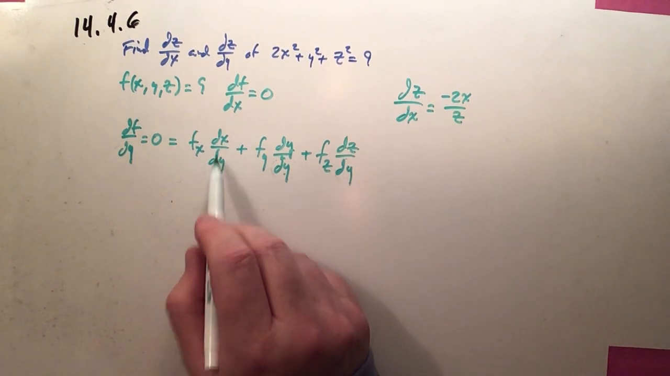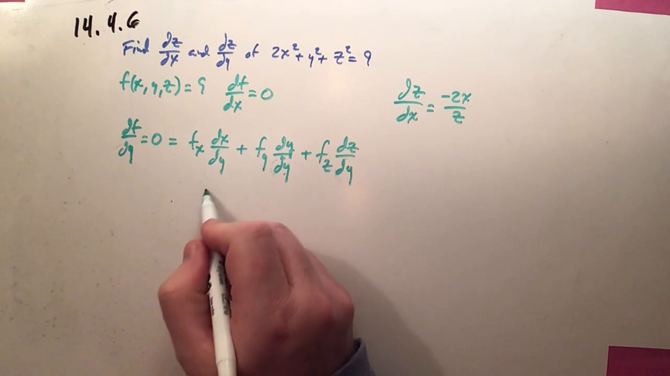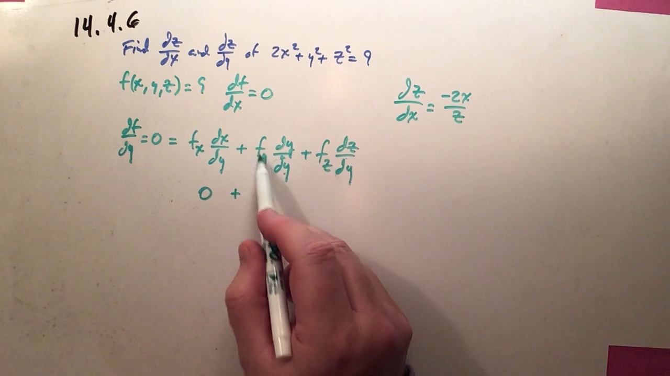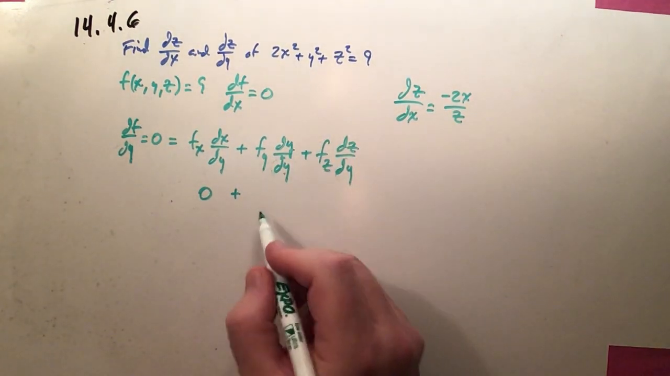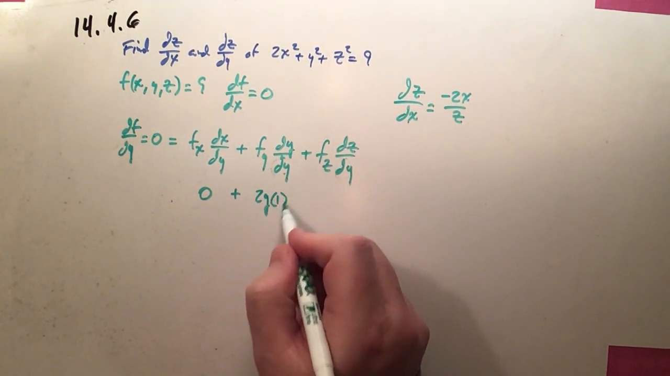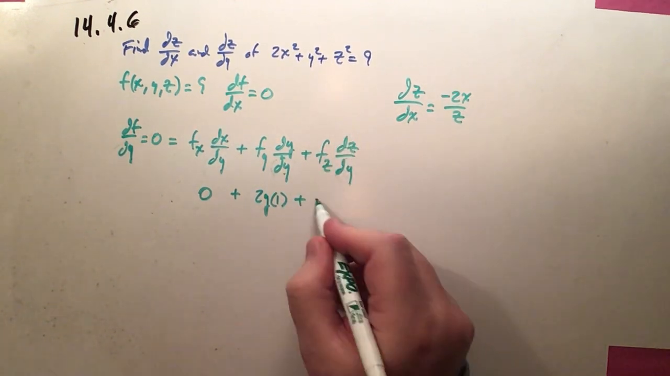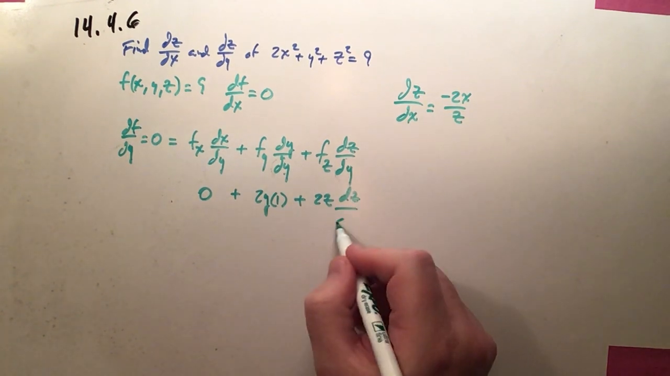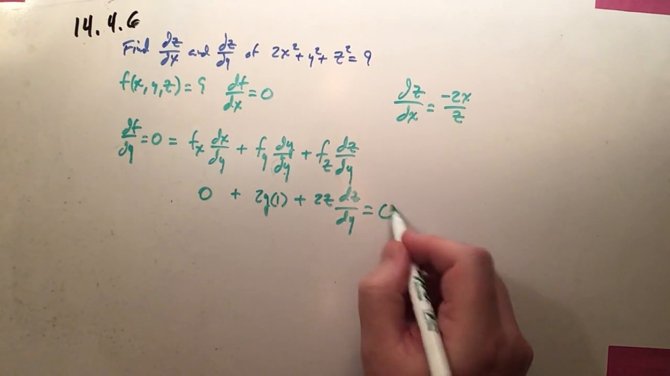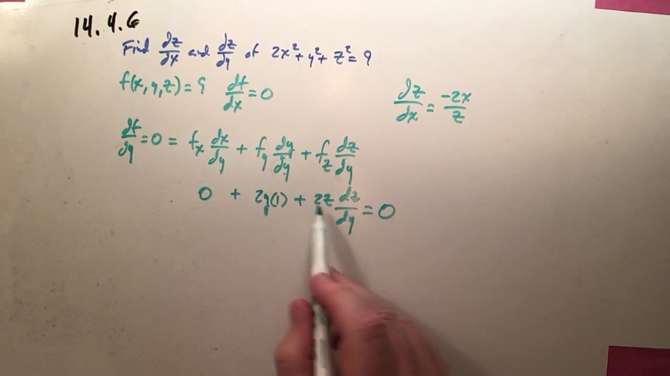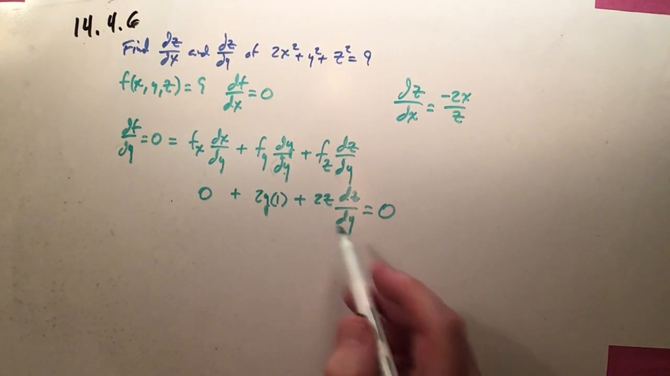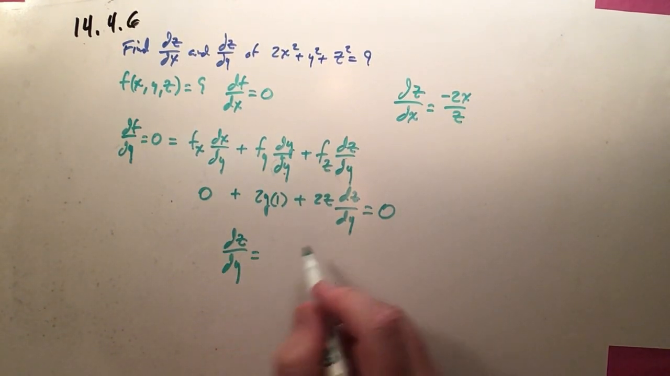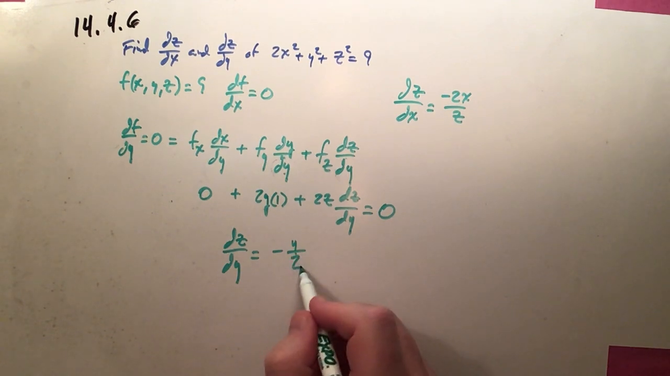Just like before, dx/dy is going to be 0, so this whole term is going to be 0. I don't have to worry about it. But dy/dy is 1, and the partial with respect to y is going to be 2y. So it's 2y times 1. Then the partial with respect to z is still 2z, times dz/dy, and that's still equal to 0. So once again, I bring the 2y over and divide by 2z, and it's going to be negative y over z. So the partial of z with respect to y is going to be negative y over z.